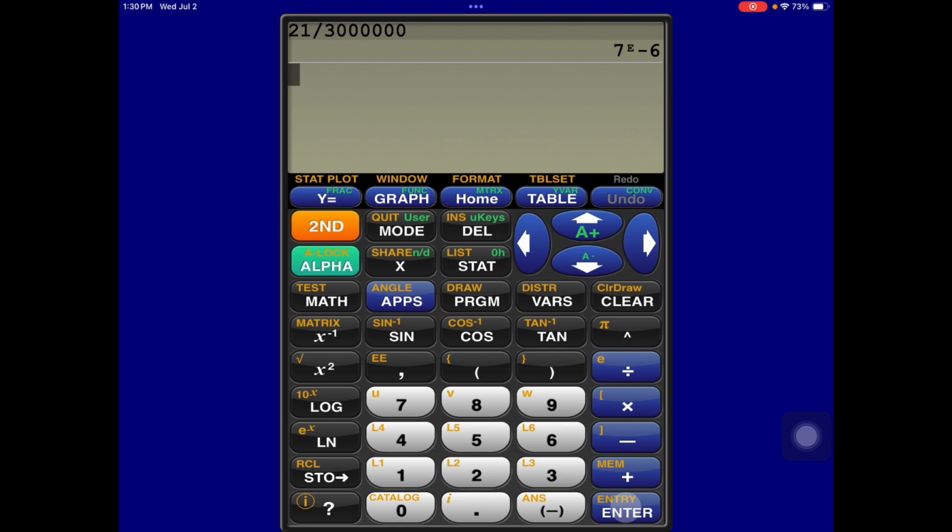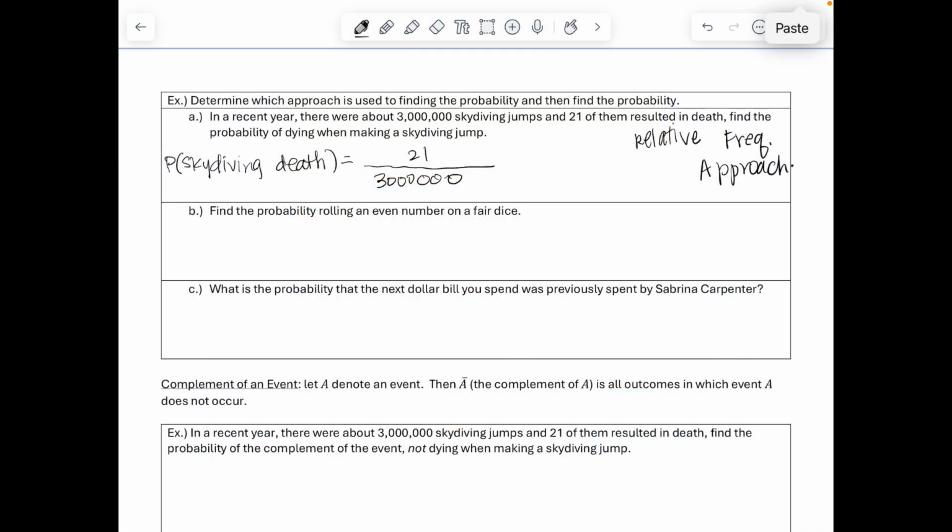And this e is going to stand for times 10. So this is important to know: this is not the correct way to write your answers. And let's talk about how to correctly write those. The result that the calculator gave us was 7e negative 6. And again, that e we're not allowed to use in our answers. So the e stands for times 10. So this is the same as 7 times 10 to the negative 6.